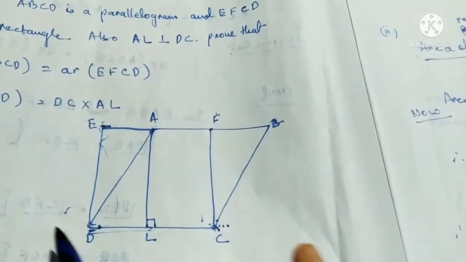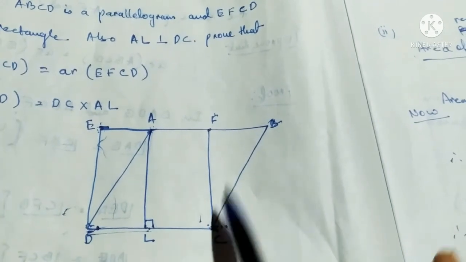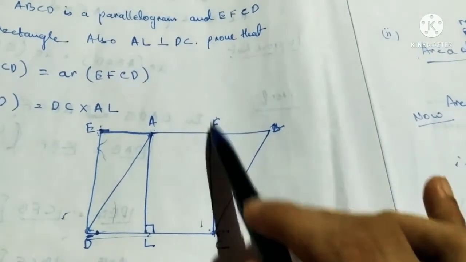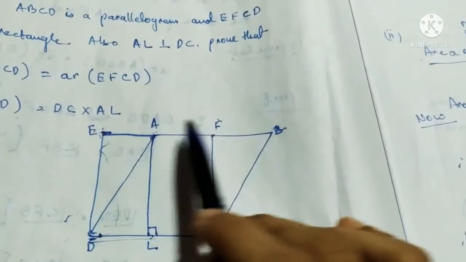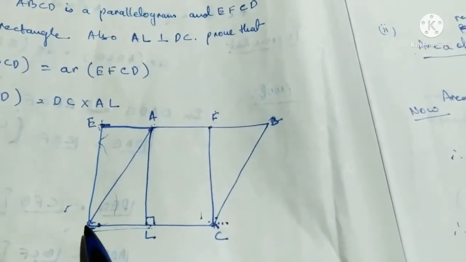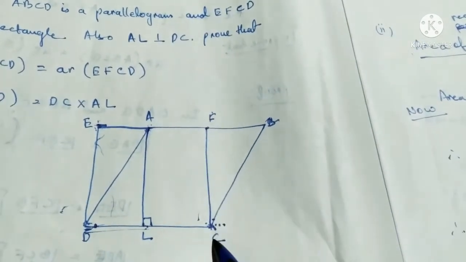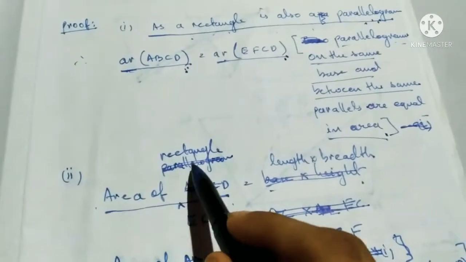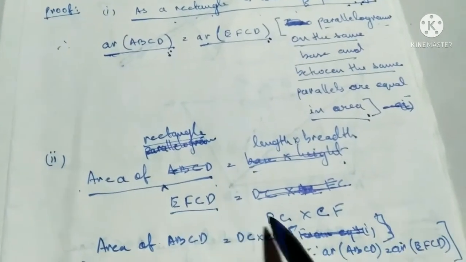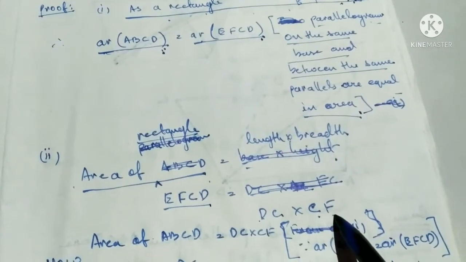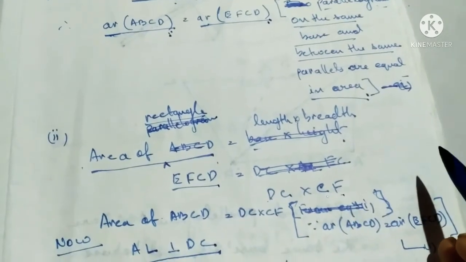Area of rectangle EFCD, it is length into breadth. I know it is length into breadth. So therefore area of EFCD, I can write it as DC into FC. Area of rectangle EFCD is equal to DC into CF or FC, whatever you say.